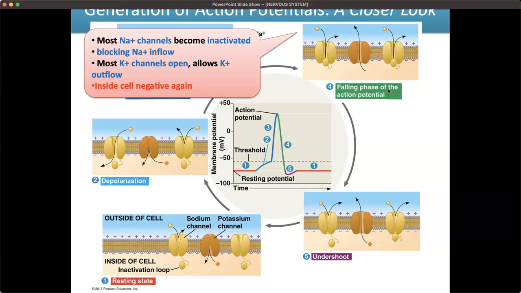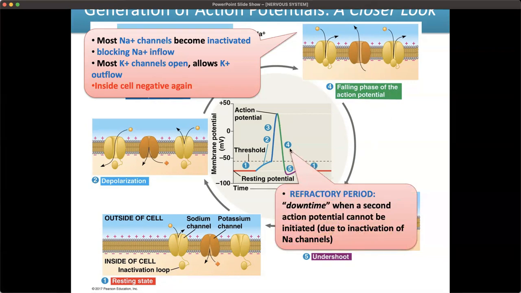And that is what we call the falling phase of the action potential. And then we have the refractory period. What is it? It's a downtime when a second action potential cannot be initiated due to inactivation of the sodium channels. Meaning during this refractory period, when it goes down, the sodium channel is already inactivated. It is not going to allow another action potential to happen over here. Another action potential next to it is not going to happen, because during the refractory period, while the action potential is decreasing, it makes sure all the sodium channels are not open to allow another action potential to happen. Everything happens one by one.